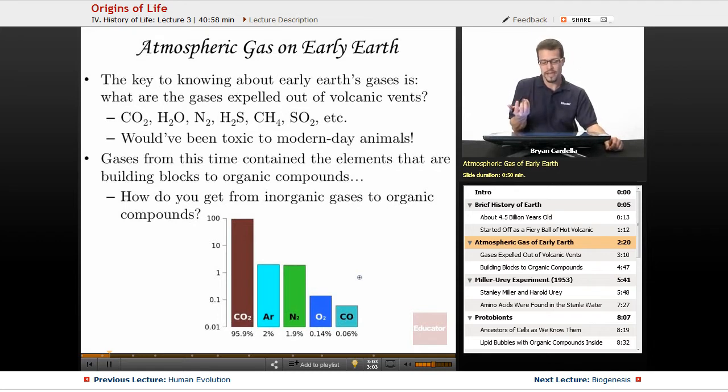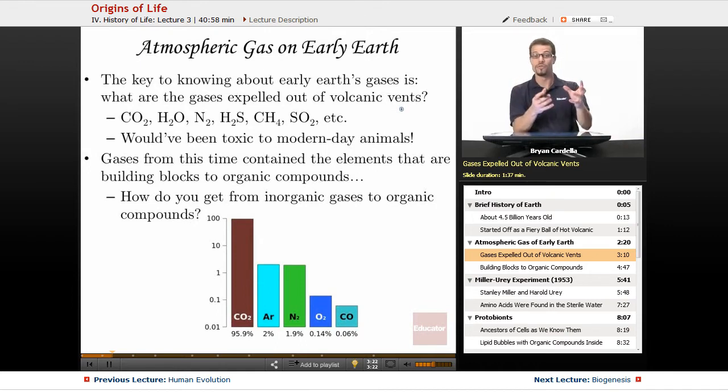But the question is, what kind of gases did we originally have on Earth's surface? The key to knowing about Earth's early gases is: what came out of volcanic vents? What came out from those volcanic eruptions? If today you were to go to where a volcano is actively erupting and use some tools to measure what levels of what gases are coming out, here are some of them, not all of them: you would find carbon dioxide, water vapor, nitrogen gas, hydrogen sulfide, methane, and plenty of other ones.